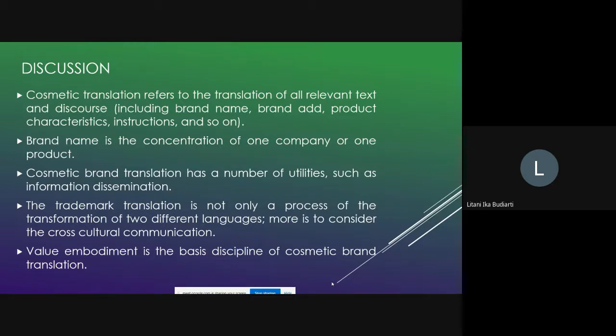And the trademark translation is not only a process of transformation of two different languages, but it is more to consider cross-cultural communication. The value embodiment is the basic discipline of cosmetic brand translation.